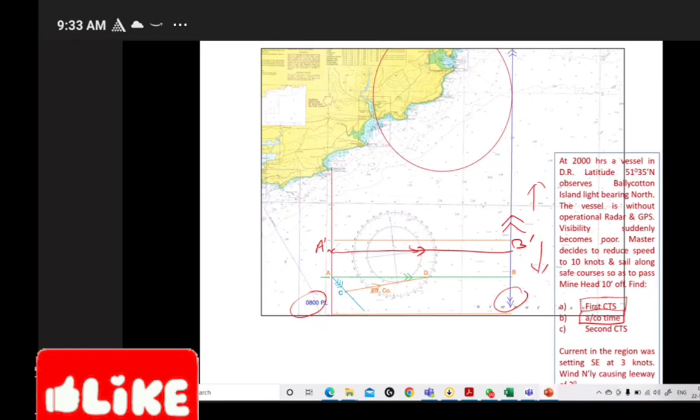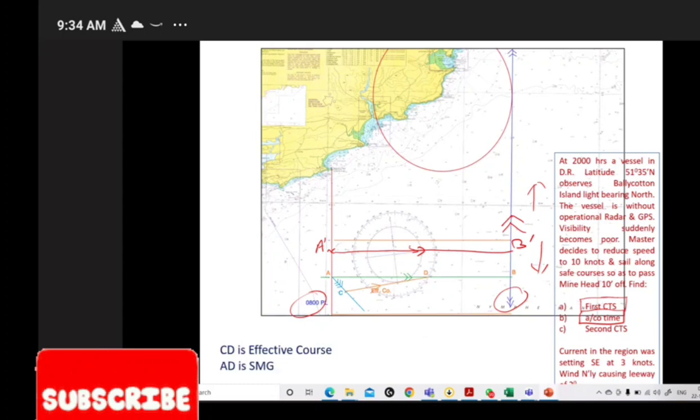Is that clear, guys? Yes, sir. Okay, then CD is the effective course and AD is the SMG.